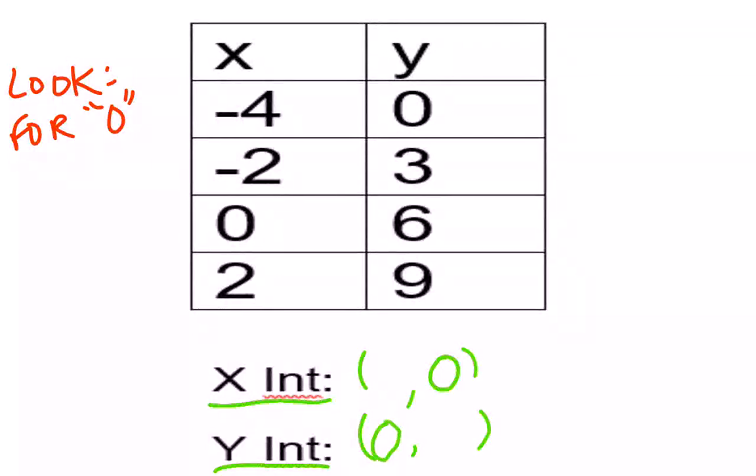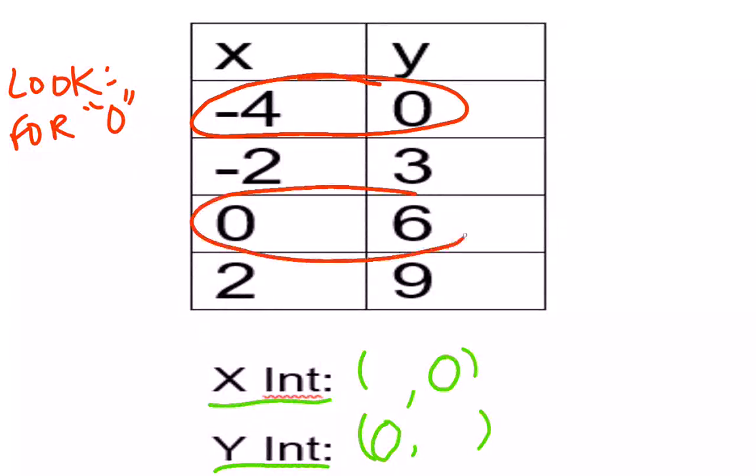And now I look in the table for the things that match. So I find a 0 in these 2 places. What is the first point? -4, 0 for my x-intercept. And then the 0, 6 is my y-intercept.